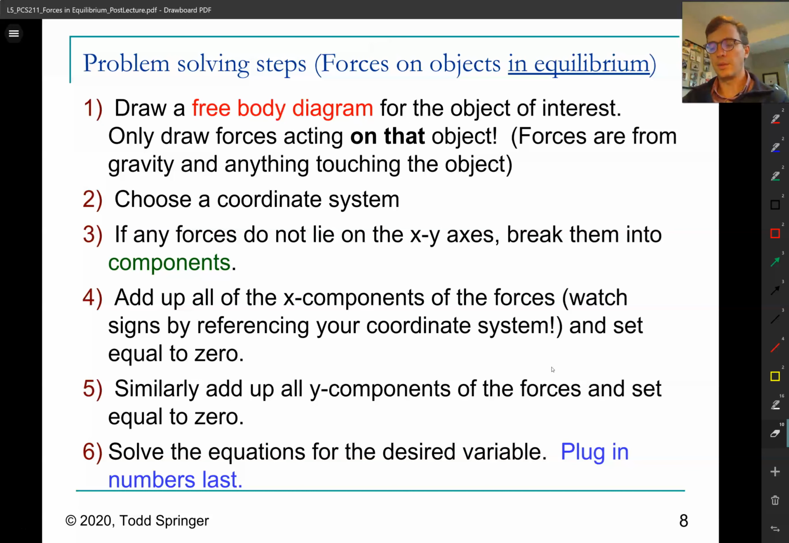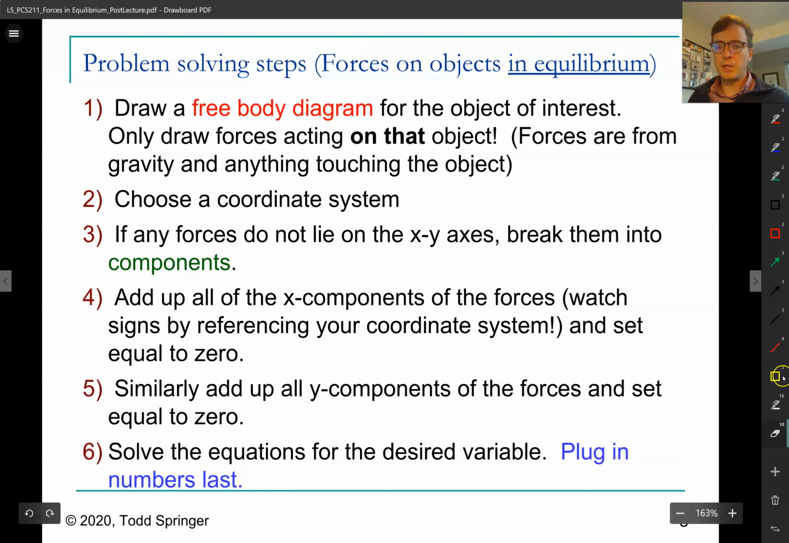But of course there are a lot of extra details when it comes to solving problems. And here are the steps that I'd like you to go through in order to solve these kinds of problems. The first step is always to draw a picture, and that's basically true of any problem that you encounter in physics or in other disciplines as well. So draw a picture. In this case, we want to draw a free body diagram. We want to figure out what forces are acting on the object of interest. To help you with that, go back to the previous lecture where we talked about how to identify forces: just gravity and forces from things that are touching the object.